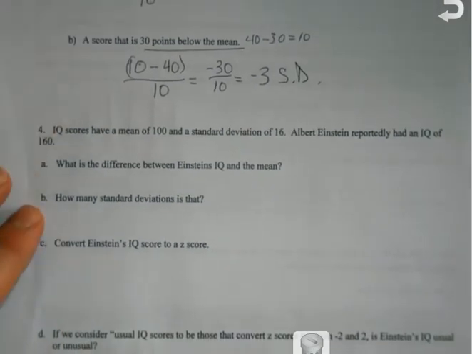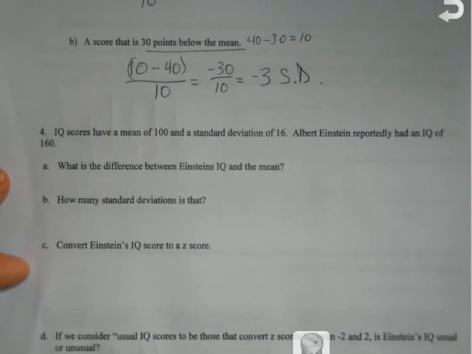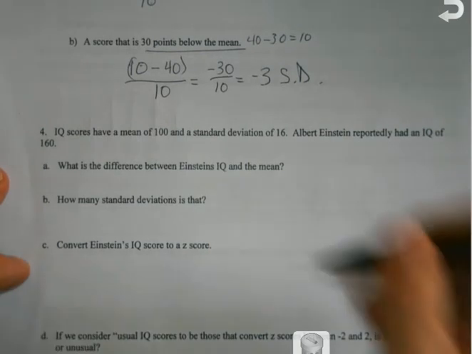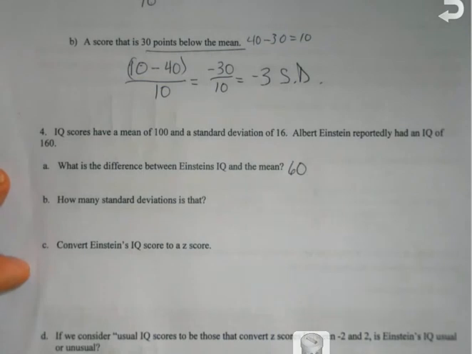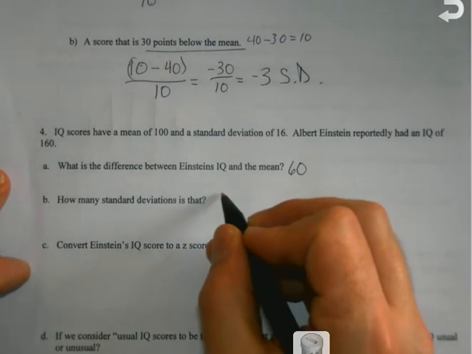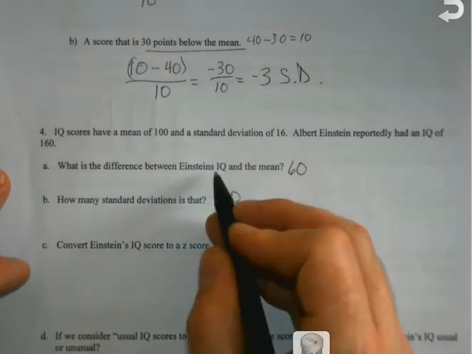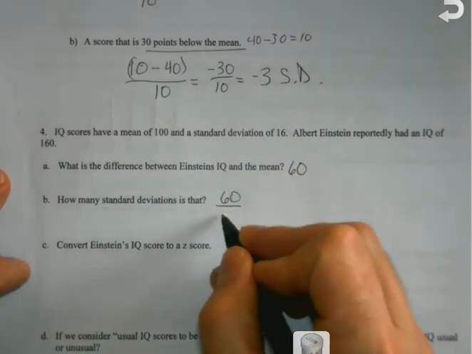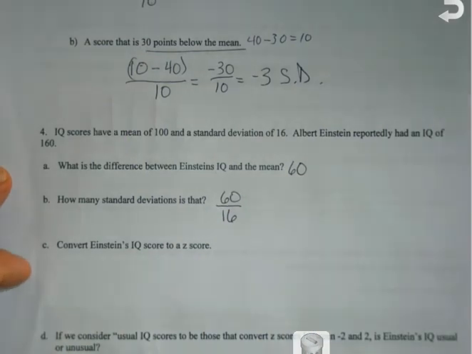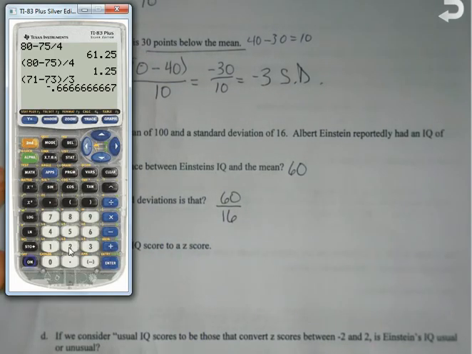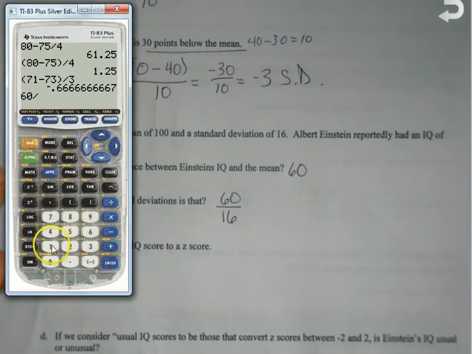IQ scores have a mean of 100, so that'd be average, and a standard deviation of 16. Albert Einstein reportedly had an IQ of 160. What's the difference between Einstein's IQ and the mean? Okay, 60 points, or 60 IQ points. How many standard deviations is that? Well, the difference between his IQ and the mean is 60, divided by 16. Okay, Albert, how smart are you? Compared to everybody else, that is.